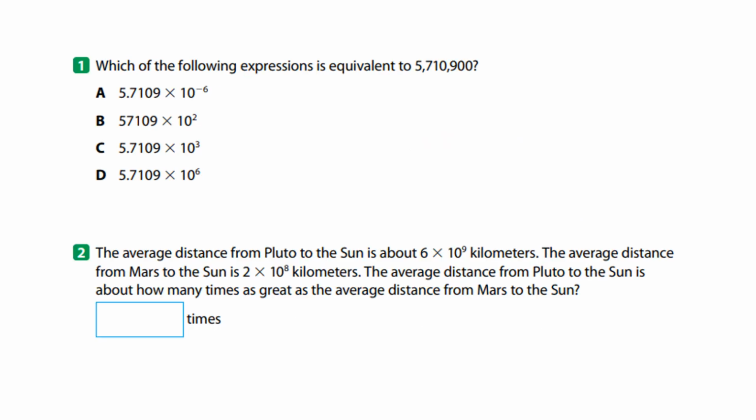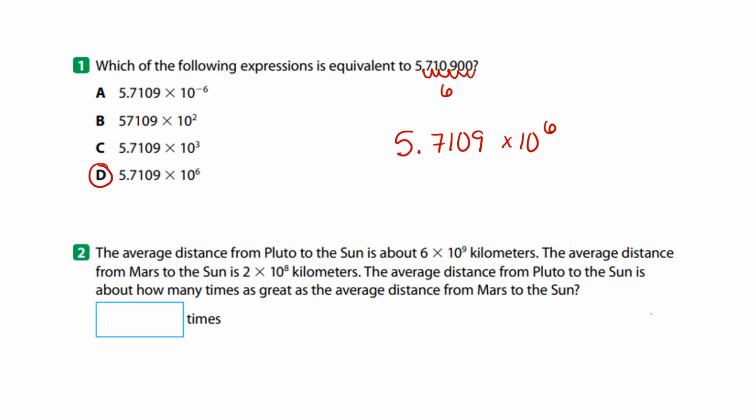Number 1, which of the following expressions is equivalent to 5,710,900? We start by moving the decimal point, which is at the back, 6 times. And we write our answer as 5.7109 times 10 to the 6th power. Letter D is our correct answer.